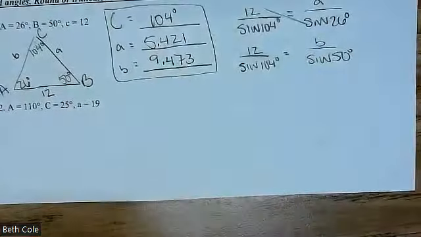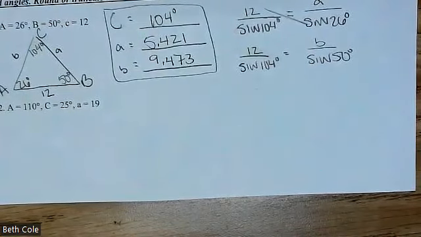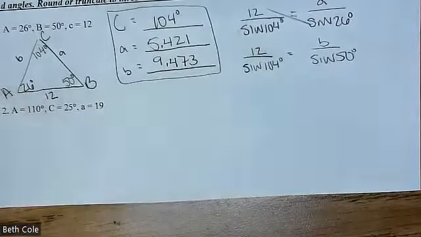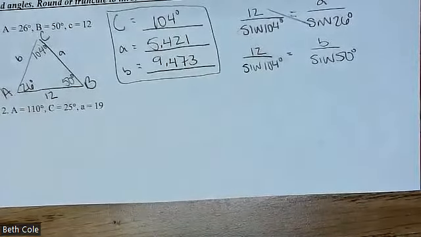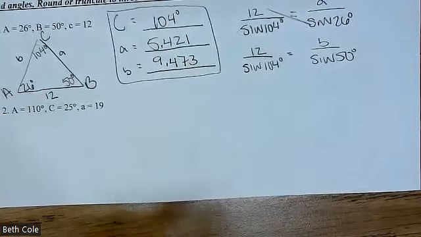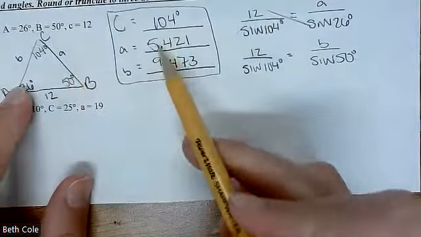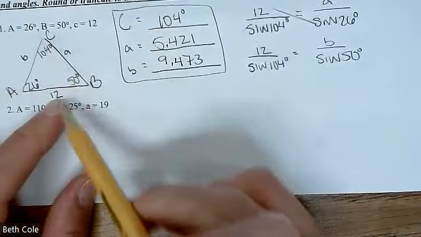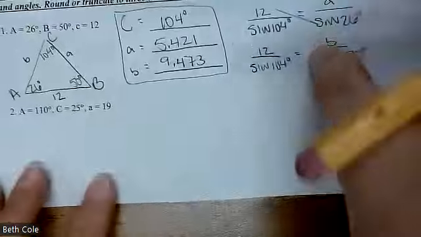Now let's make sure those make sense. We got 5, 9, and 12. If you got 5, 9, and 112, I hope you would be like, something's not right here. And is the smallest one across from the smallest angle, medium one across from the medium angle, biggest one across from the big angle? It's the way you can check your work, okay?